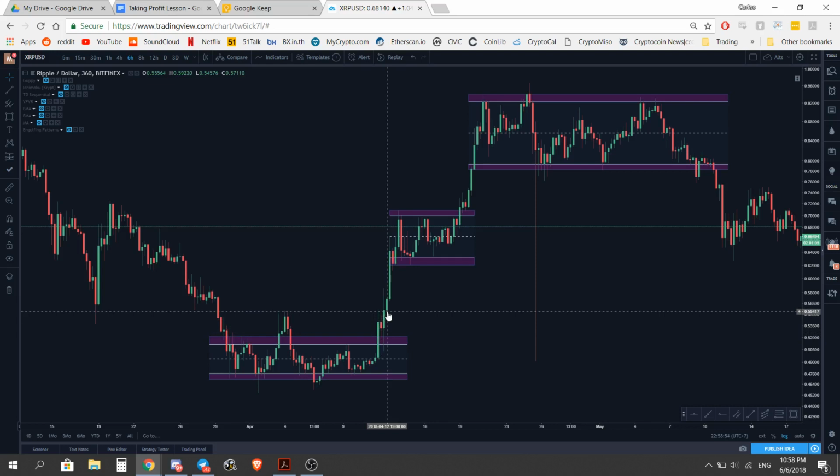And what's my hypothesis here? What is going to get me out of this trade? What is going to nullify my hypothesis? What is going to be my exit strategy?